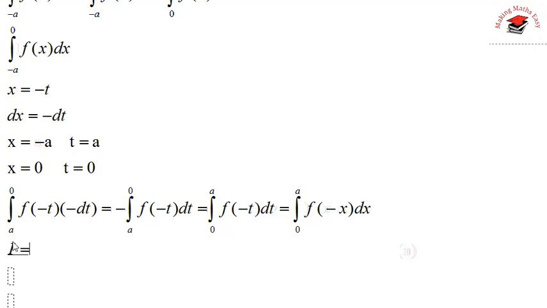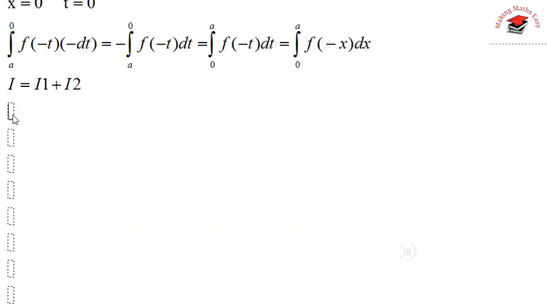So I is equal to I1 plus I2. I am writing here I equal to I1 plus I2. So it will be equal to the integration from a to 0 of f of minus x dx, this is I1, again plus the integration from a to 0 of f of x dx.